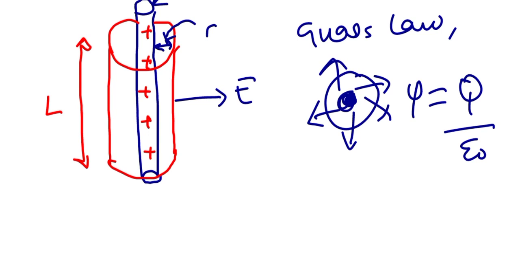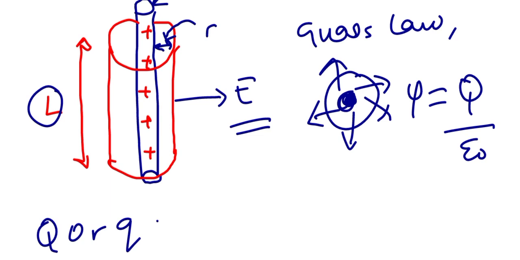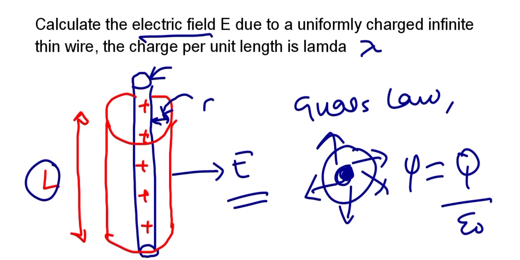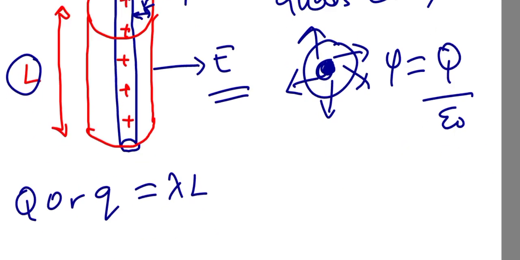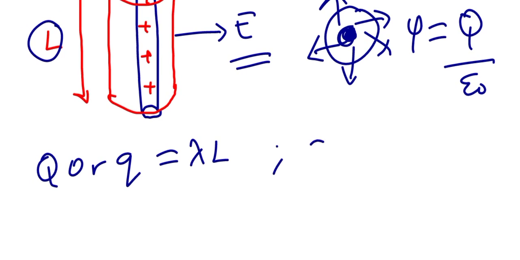The surface has a length of L, the electric field is E, and it has a radius of R. The first thing we need to do, in order to apply Gauss law to find the electric field, is to note that since this is a Gaussian surface, the charge inside it, Q, or small q, is equal to lambda L, because lambda is the charge per unit length.